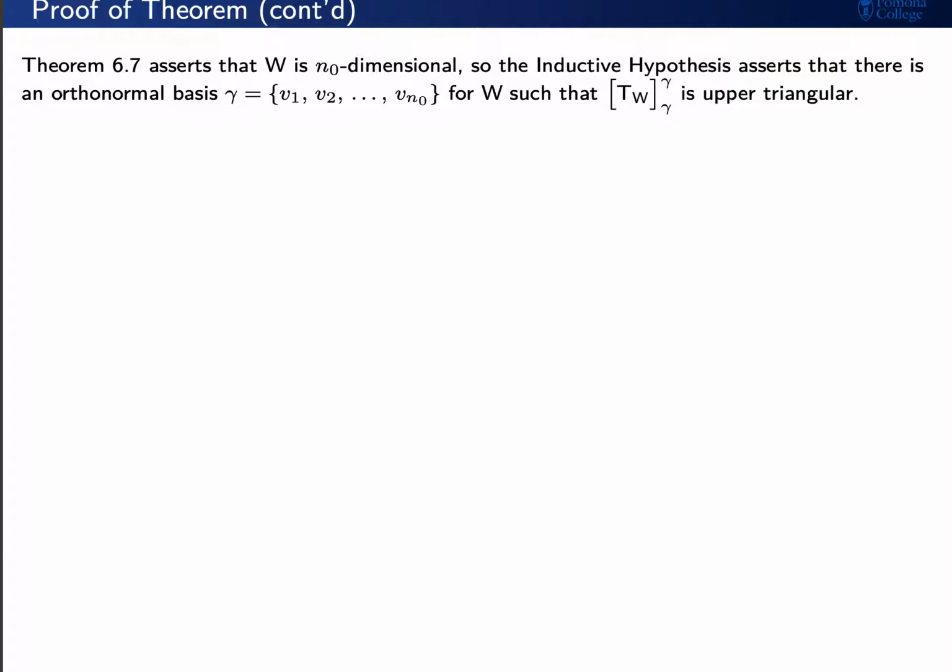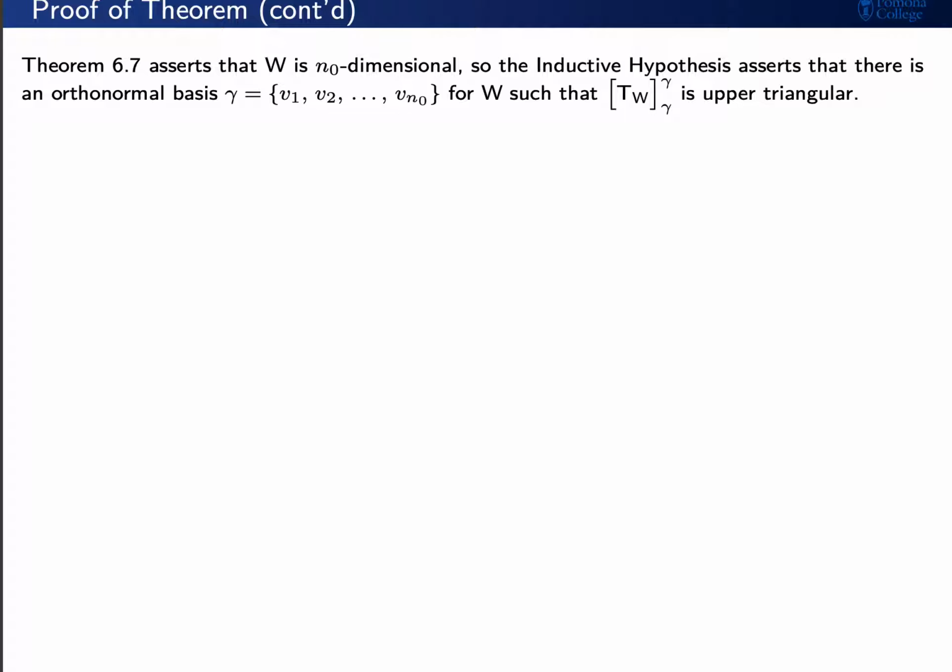Now let's consider W in a bit more detail. We see that W must be the orthogonal complement to the span of a vector. The span of our vector must be a one-dimensional space, and since we're assuming that V is an n0 plus one dimensional space, we see that W must be an n0 dimensional space. Now we can use the inductive hypothesis. Since W is an n0 dimensional space, we can find an orthonormal basis, call it gamma, such that the matrix representation of our restriction T sub W is an upper triangular matrix.